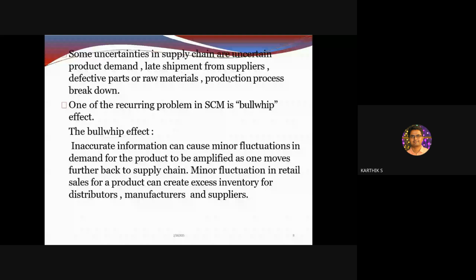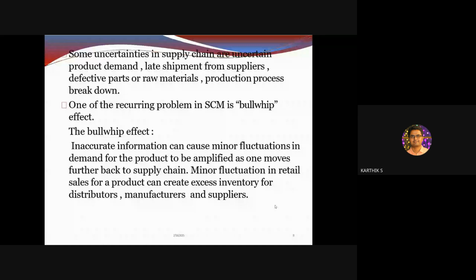This is how top level management functions, but it will not be known to the low level management. So any late shipments or any production breakdowns will always build into, or lead to, the supply chains. This is called the bullwhip effect. The bullwhip effect will not cause major issues or major hurdles; here we can call it fluctuations.